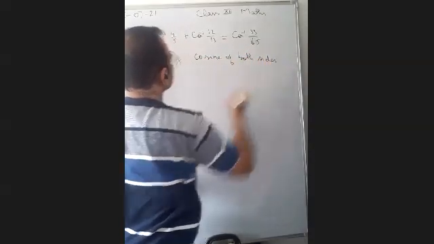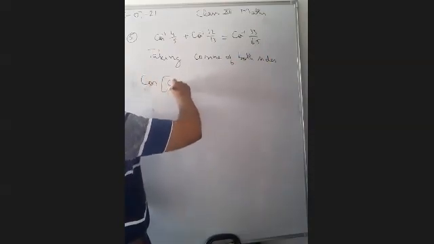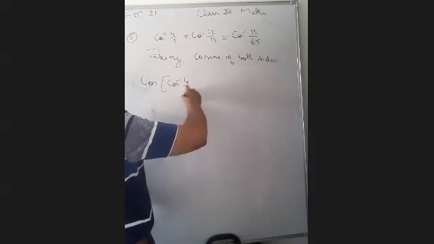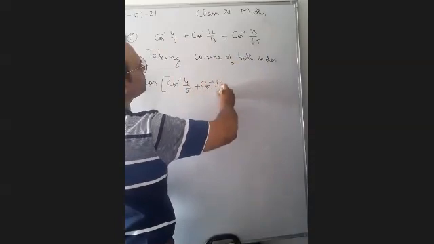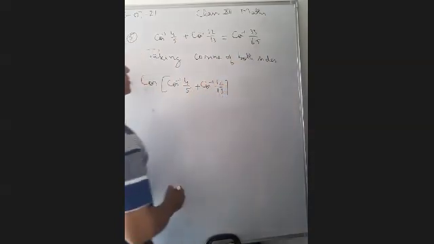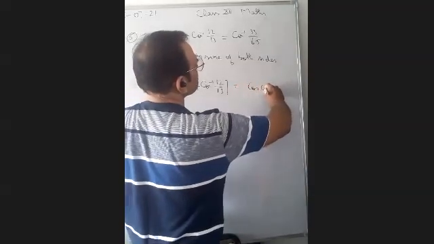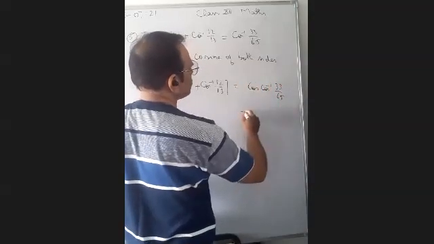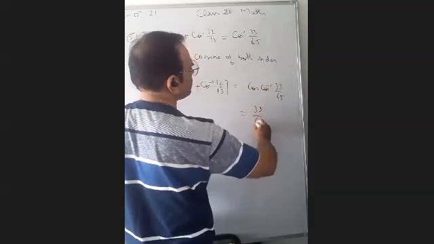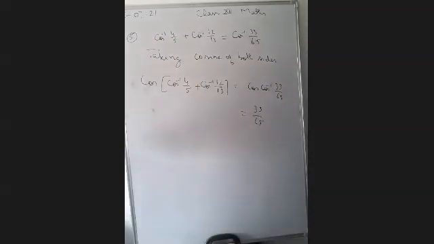Both sides. We are doing this one: cos inverse 4 upon 5 plus cos inverse 12 upon 13 equal to cos inverse 33 upon 65. So we have to prove this relation equal to this one. So we are taking the left hand side of this expression.